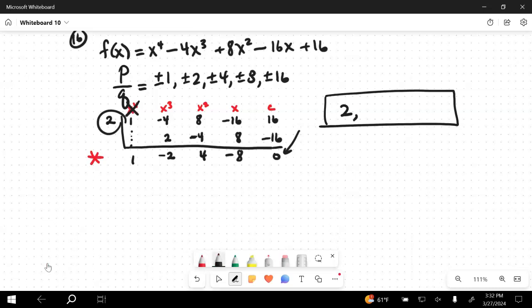Because it was a 4th degree polynomial, though, I am going to check it for a repeat root. So try the 2 again. I'm going to bring the 1 down. We're going to multiply, add down, multiply, add down, multiply and add down.